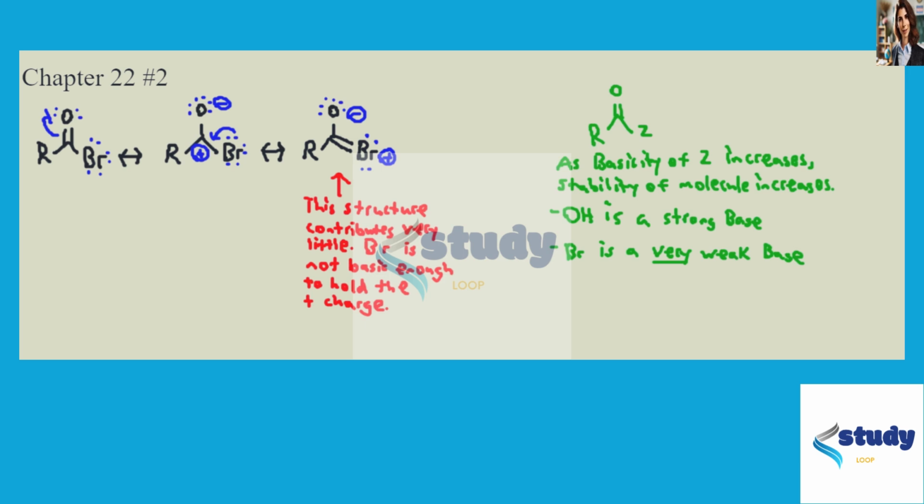Again, just remember that when you have the molecule drawn like this, with Z standing in for whatever is attached to the carbonyl, as the basicity of Z increases, so does the stability of the molecule. And so that is the answer to Chapter 22, problem number 2.